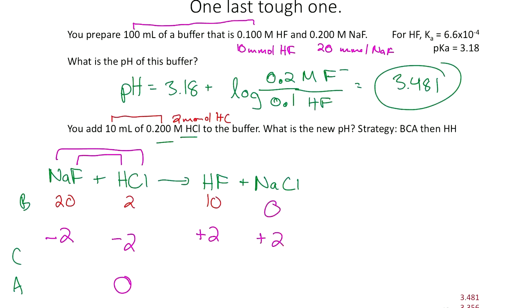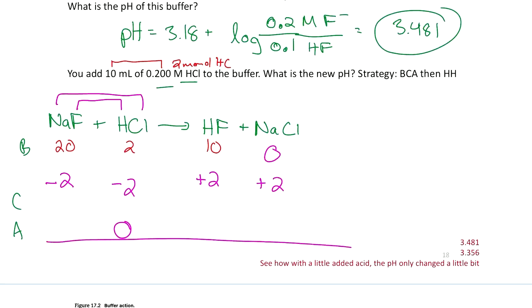We also gained 2 NaCl. So after this neutralization reaction, notice it's not an equilibrium, it is fully reacting. I have 18 millimoles of NaF, 0 HCl, 12 millimoles of HF, and 2 millimoles of NaCl. All of this is in my beaker.